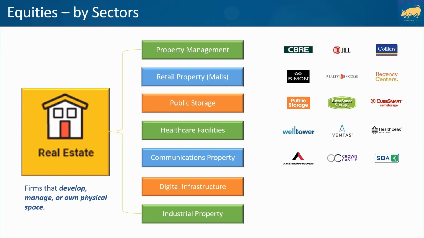The biggest communications REITs are American Tower, Crown Castle, and SBA Communications. Equinix, Digital Realty Trust, and Iron Mountain are the leading digital infrastructure REITs. Lastly, the largest industrial REITs are Prologis, Rexford Industrial Realty, and EastGroup Properties.